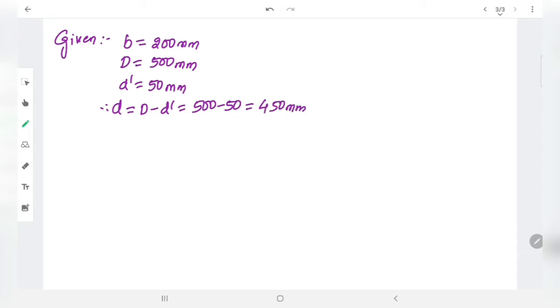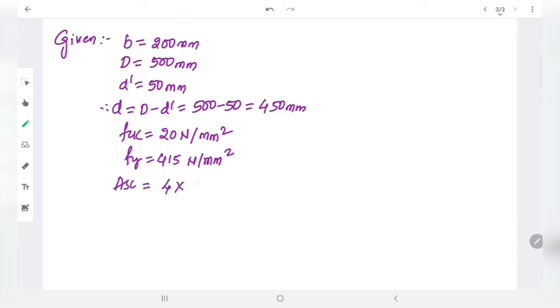Apart from that, he has given the value of fck, which is equal to 20 Newton per mm square. fy is equal to 415 Newton per mm square. He has also given the value of ASC, which is 4 numbers of 25 mm. When you solve this, you get the total area of compression reinforcement equal to 1963.49 mm square. This is all about the given data.